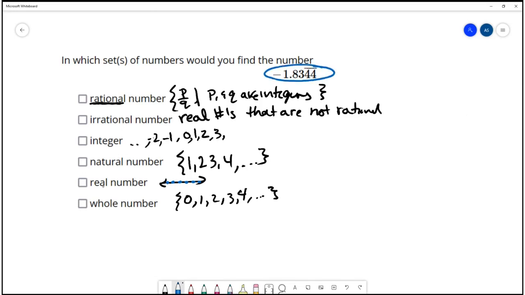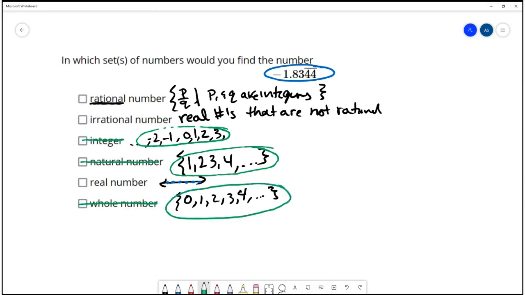So let's examine this number right here, negative 1.83 with 4, 4 repeating. So we can eliminate some groups here. Taking a look at our natural numbers, those are the counting numbers. Negative 1.83 with 4, 4 repeating is not a counting number, it's not a whole number, and it's not an integer. Because our integers are the counting numbers, the opposites of our counting numbers, and 0, we know that negative 1.8344 repeating does not fit into that or the whole number category.